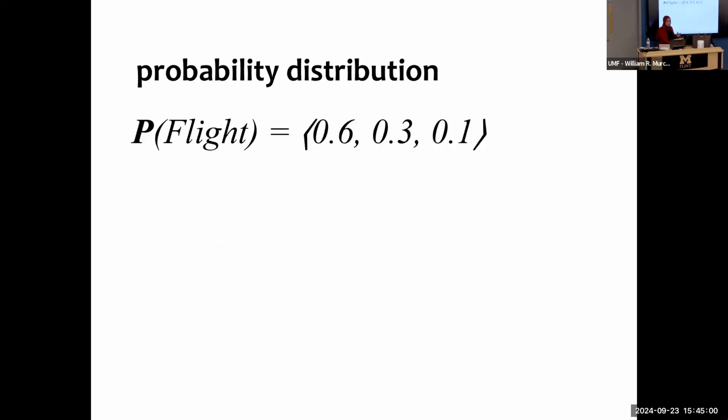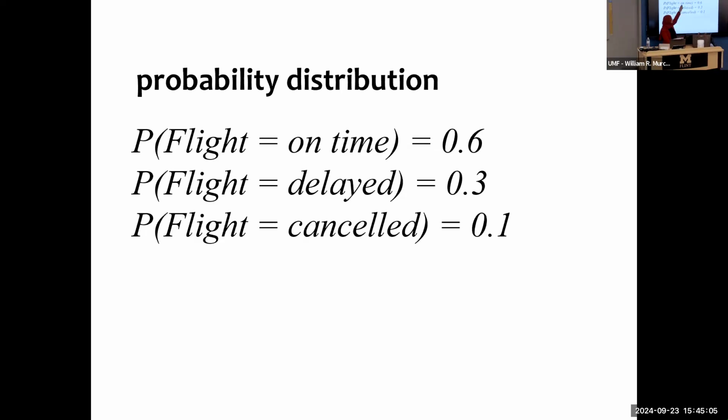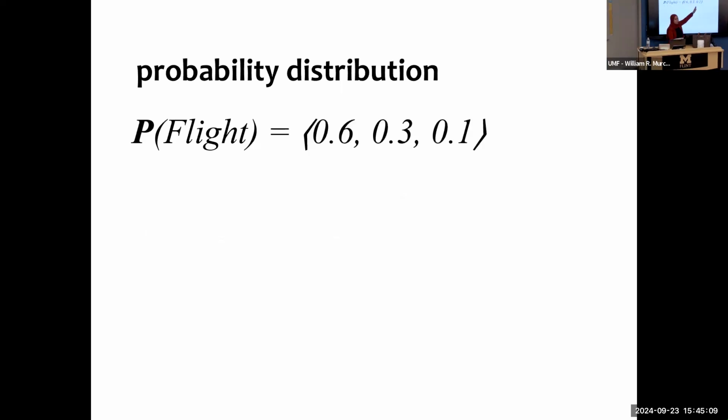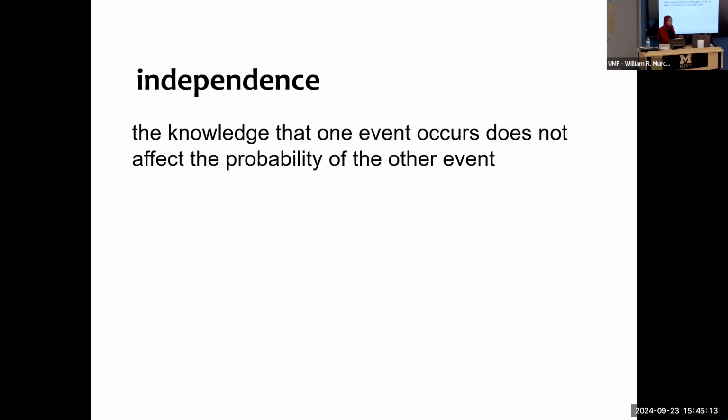So we represent that as a list, for example, where the first element is on time, then delayed, then cancelled. We just mention the values in the same order, okay? So independence: the knowledge that one event occurs does not affect the probability of the other event. Now, give me an example of 2 events that are independent.